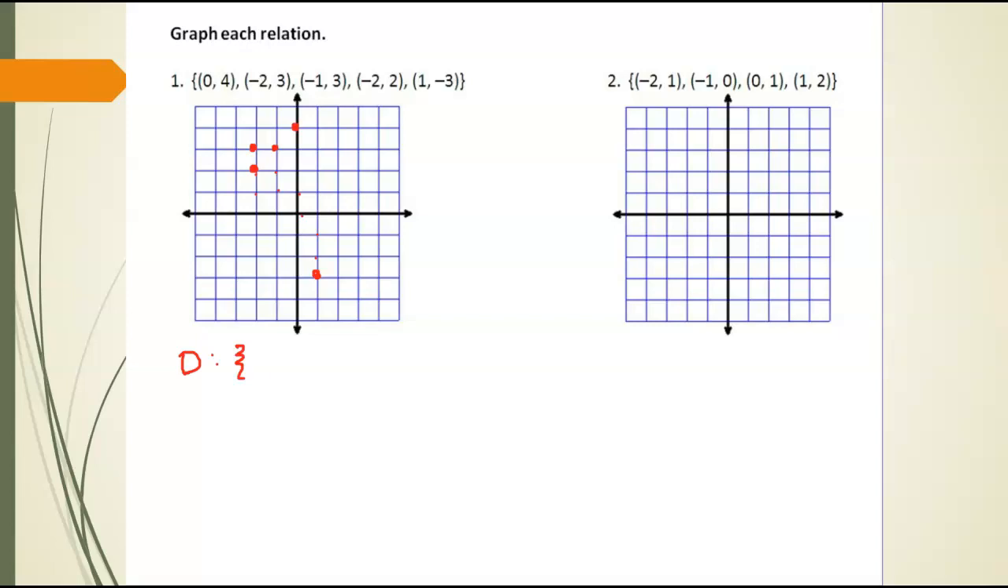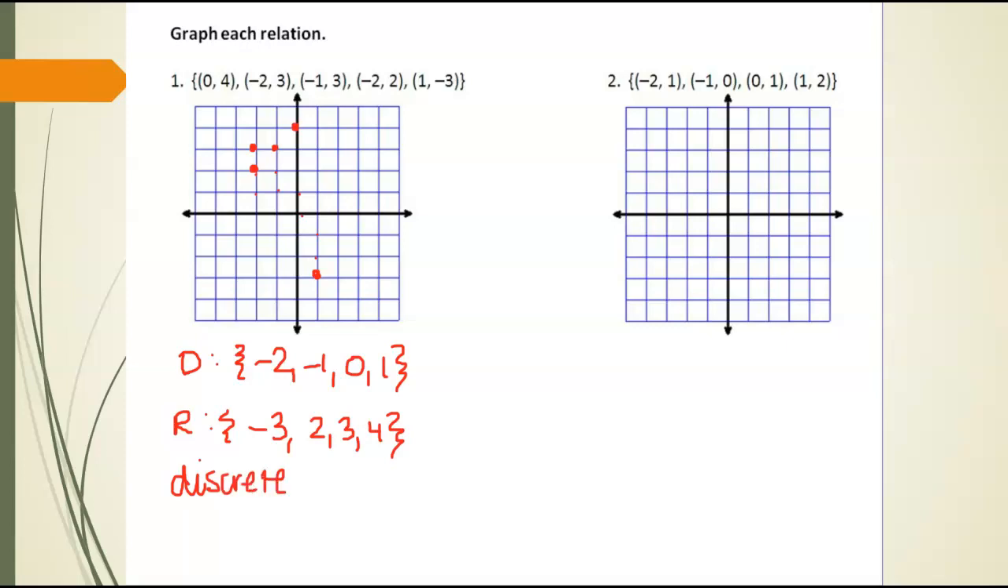So our domain is our x values, which are negative 2, negative 1, 0, and 1. The range is the y's, so negative 3, 2, 3, and 4. This is not continuous, therefore it is discrete. And that's because these points right here would not connect in a smooth fashion. These points here would make our graph unsmooth.